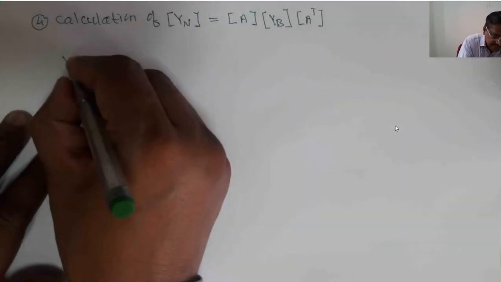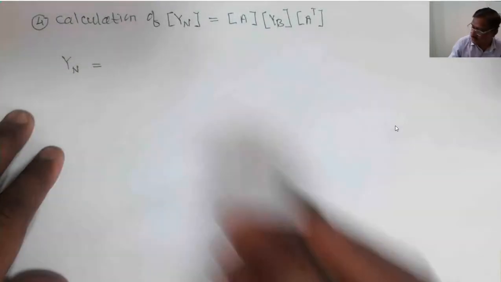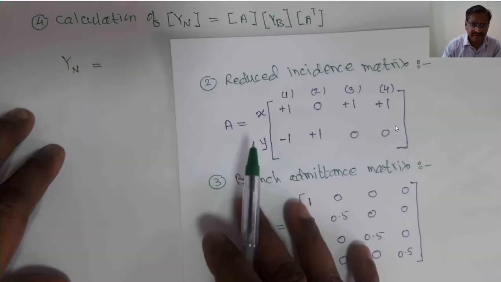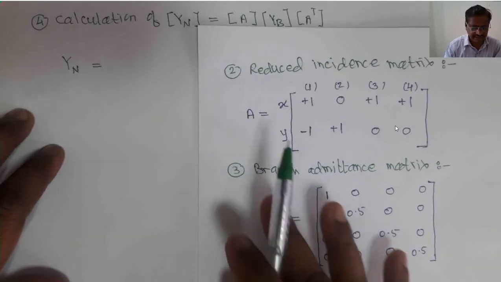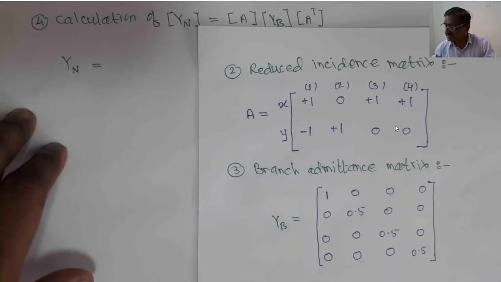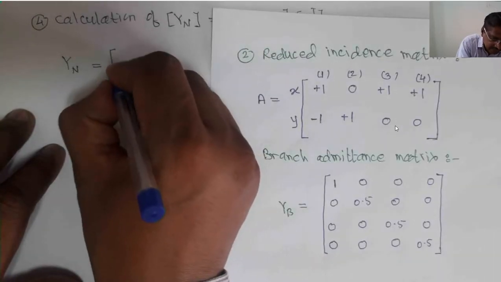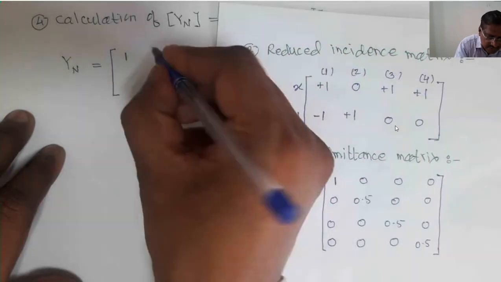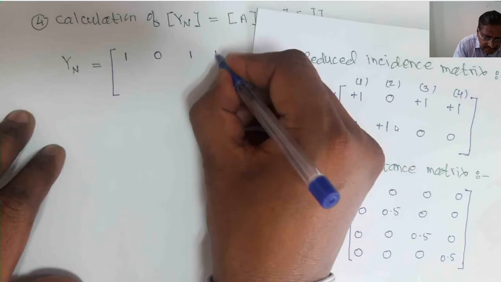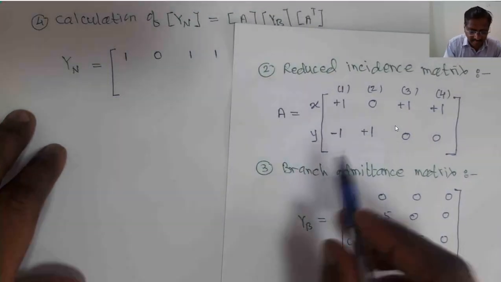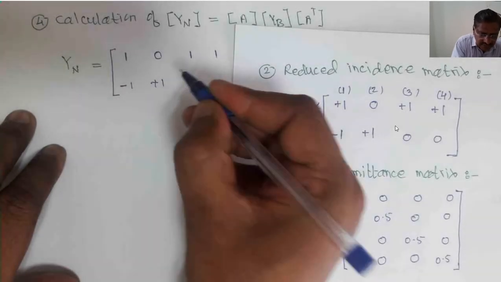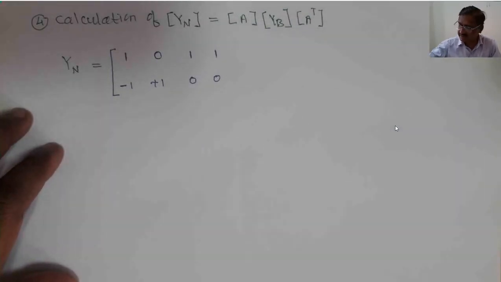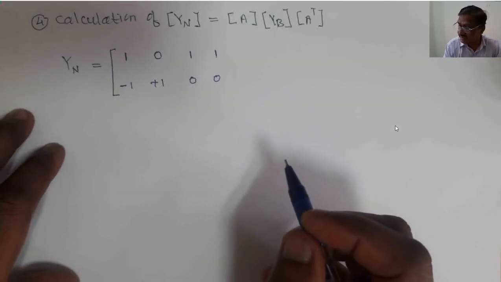If we are trying to find out this YN, I will arrange the entries in the proper way. First I am taking the A, which is nothing but the reduced incidence matrix. How is the reduced incidence matrix in this particular case? I will copy here that A. A is nothing but +1, 0, +1, +1. That is the first row. Then this is minus 1, this is plus 1, 0 and 0. This is the A, which is nothing but the reduced incidence matrix.